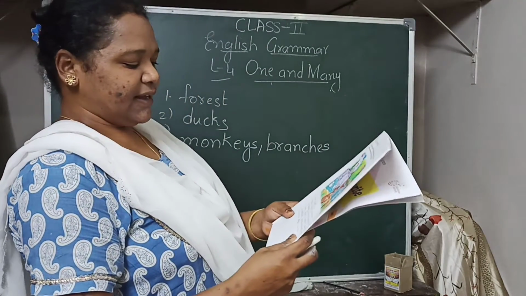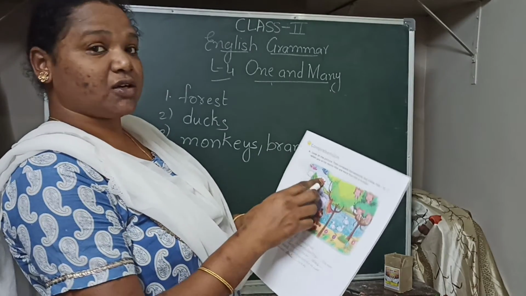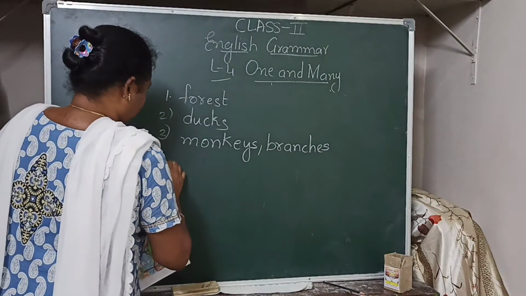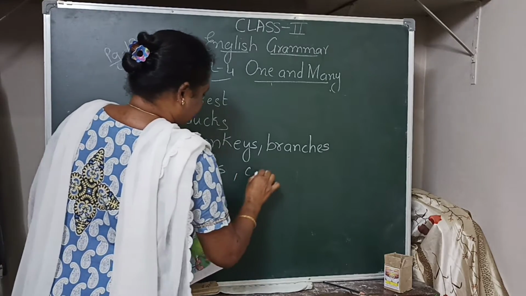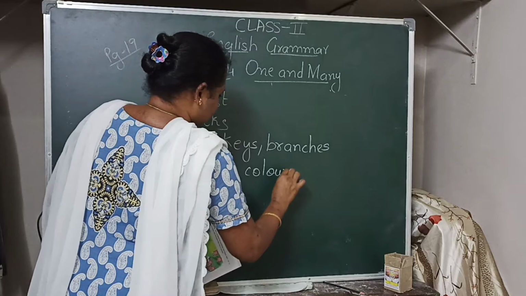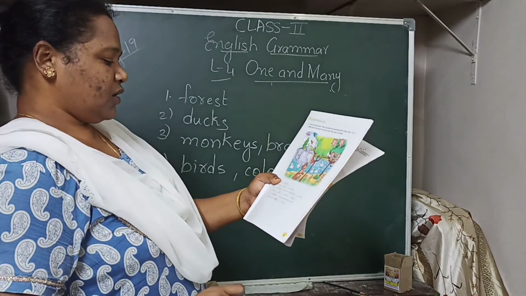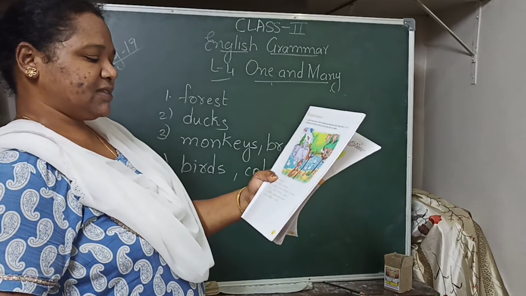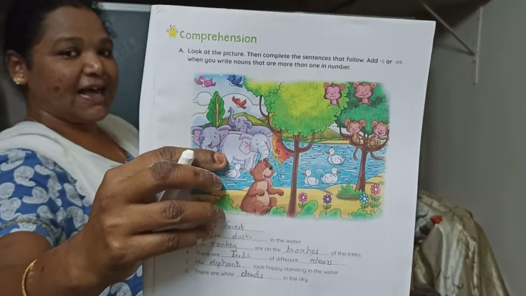Fourth one, there are dash of different dash. So there are birds of different colors. Fourth one, birds, colors. Fifth one, the dash look happy standing in the river, in the water. So who are standing in the water? The elephants.